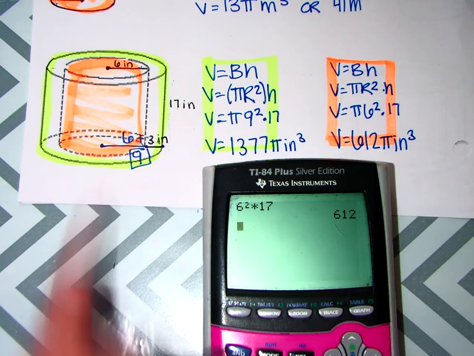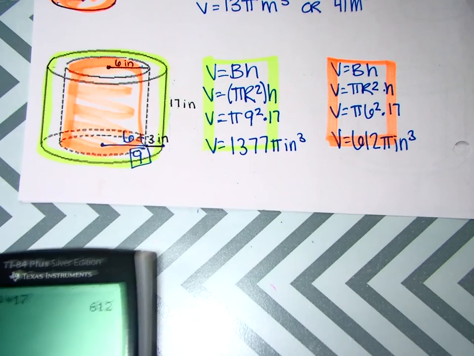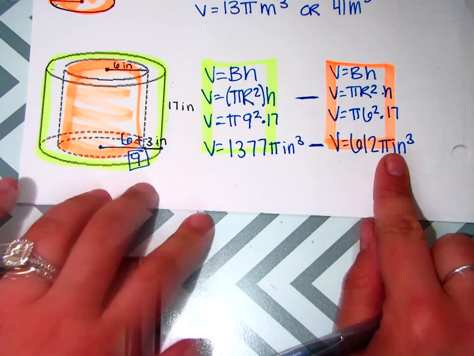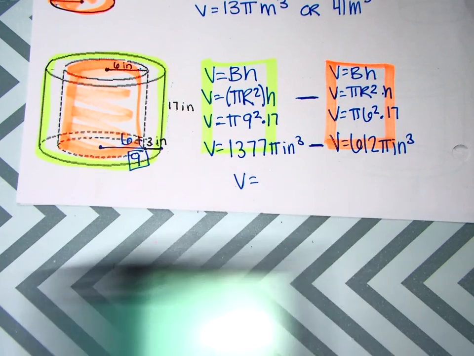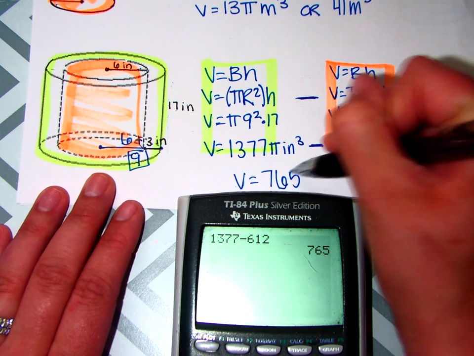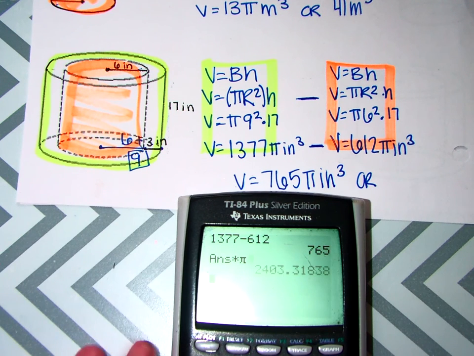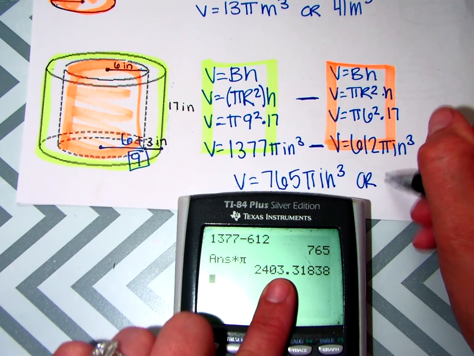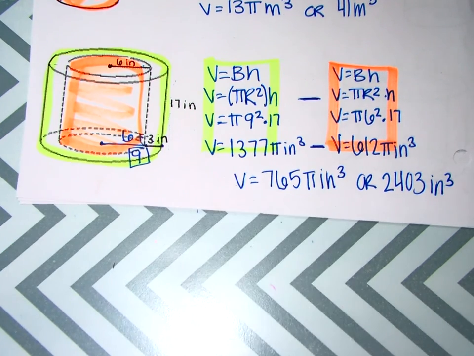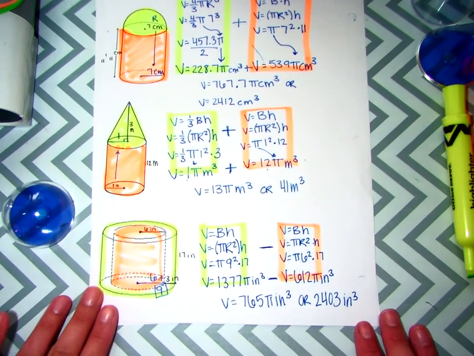Now what we're trying to do here is we are actually removing this volume. So I'm like drilling a hole out of my cylinder. So if I'm removing volume, I subtract bigger volume minus smaller volume. So for my volume, I'm going to do 1,377 minus 612, 765 pi inches cubed. Or I'm going to multiply that answer by pi, rounding to the nearest whole number cubic inch, 2,403 inches cubed.